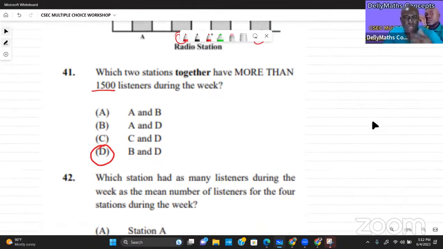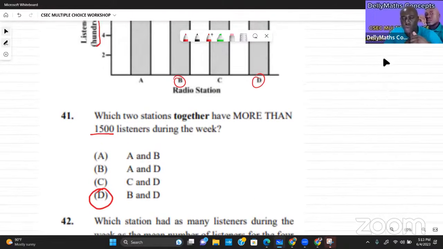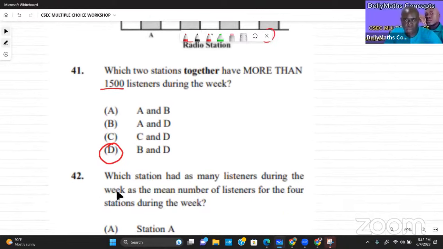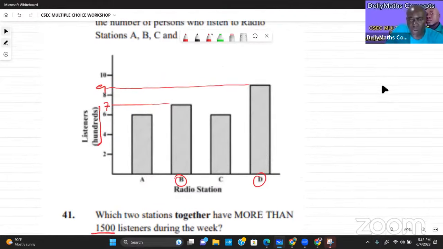Next question says, which station had as many listeners during the week as the mean number of listeners for the 4 stations? So in other words, I want to know. All right, so which one, look at what they said again. Which station had as many listeners during the week as the mean number of listeners for the 4? So I need to find out what is the mean here. So I'm going to add these up. All right, so you have these to add up and divide by 4.